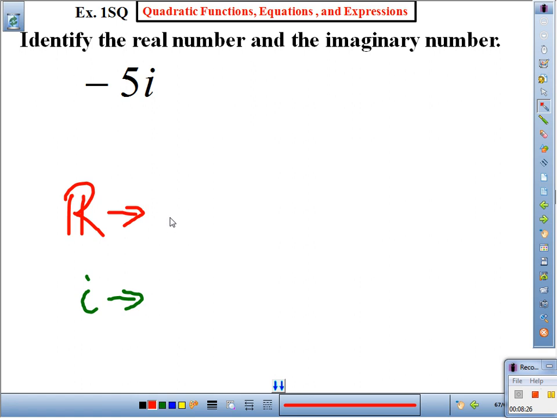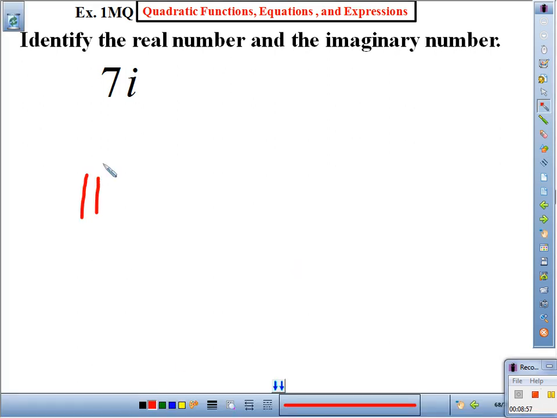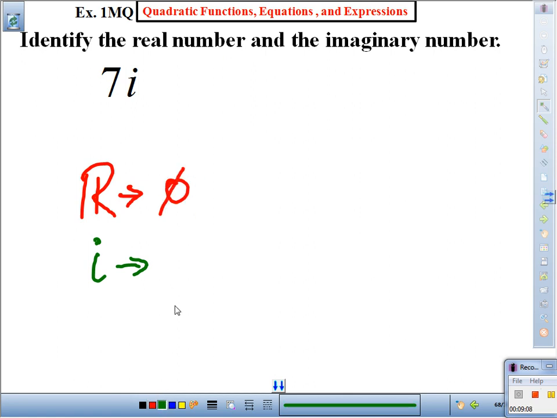Jake, real number. 0, imaginary. Hands, have you got that? That is correct. And one last one, just to solidify this. Jake, pass someone. Jalen, what'd you get for a real? 0, imaginary. I. Hands, have you got that? All right.